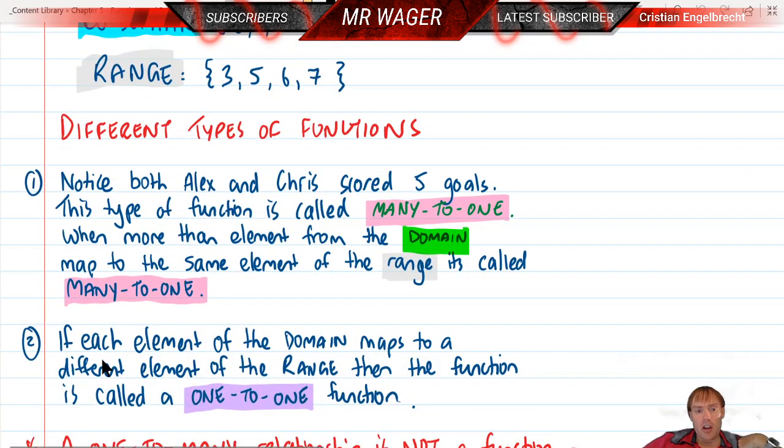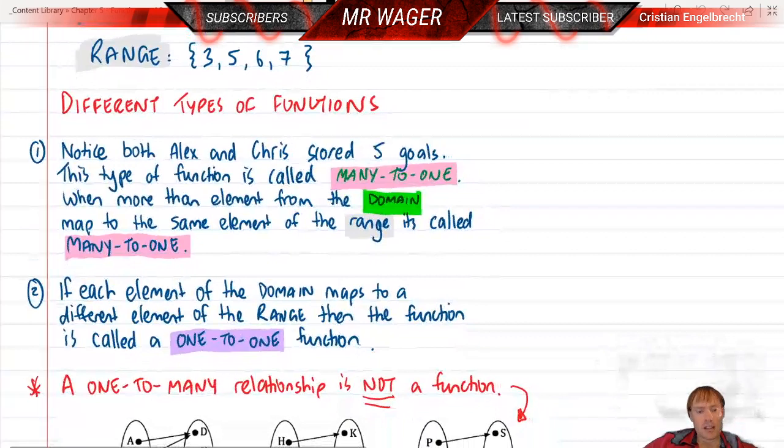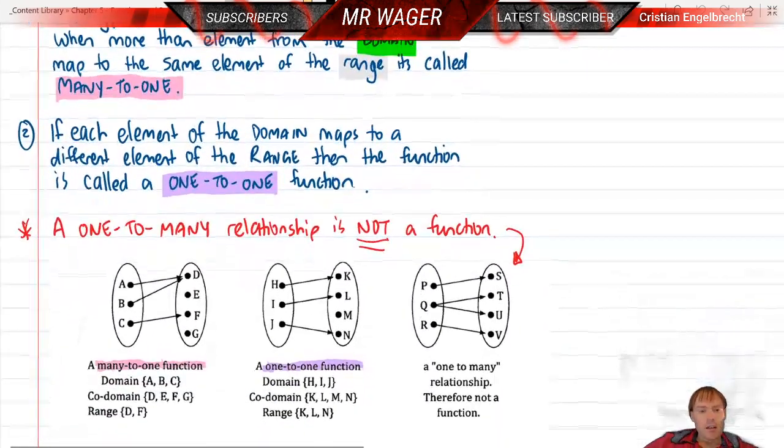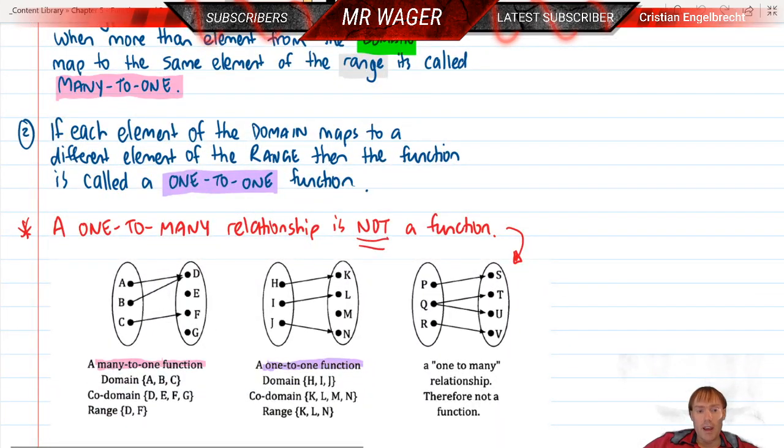If we had a scenario where each element of the domain maps to a different element in the range or the codomain, then the function is called a one-to-one function. Okay, so I've got a couple of examples here. So here we've got like what we had with the soccer example. We've got the two sets, the domain in this thing and the codomain over here. The range, of course, would be D and F. Okay, notice we've got two arrows pointing to the same value. So this is called many-to-one, just like our soccer example.